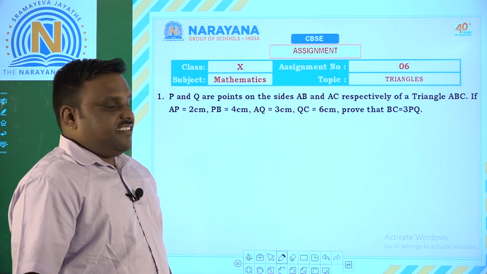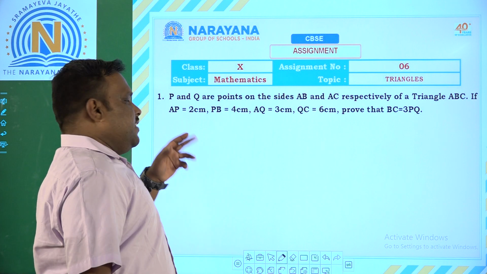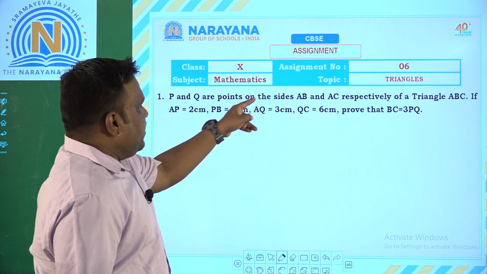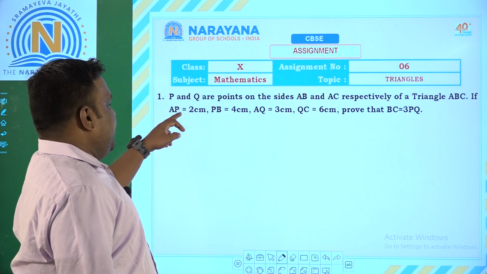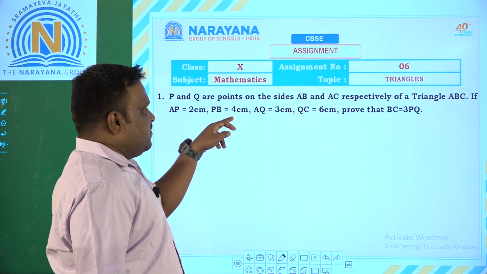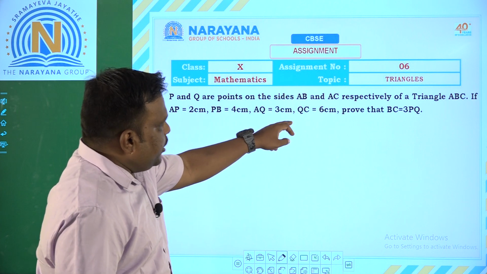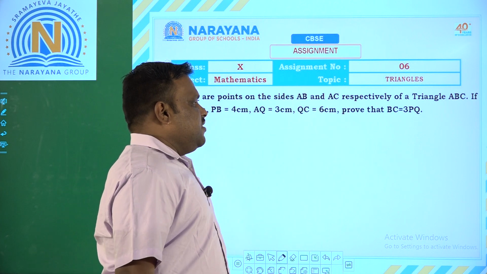Today we are going to discuss assignment number 6 based on triangles. Let us start with question number 1. P and Q are the points on the sides AB and AC respectively of a triangle ABC. If AP is equal to 2 centimeters, PB is equal to 4 centimeters, AQ equal to 3 and QC equal to 6, prove that BC is equal to 3PQ.